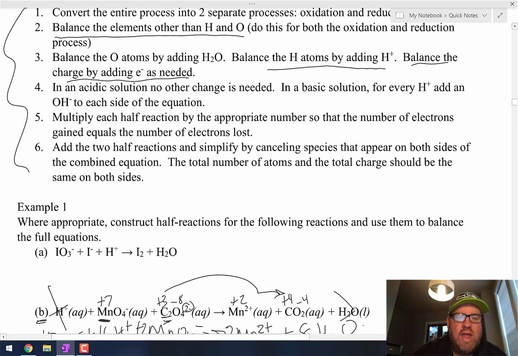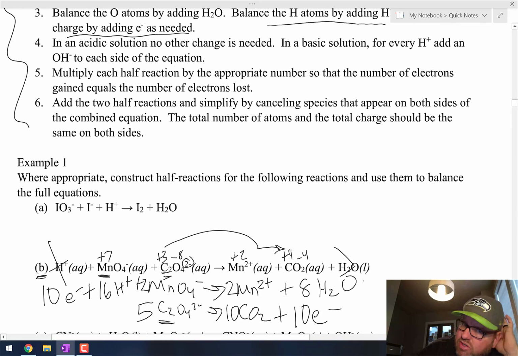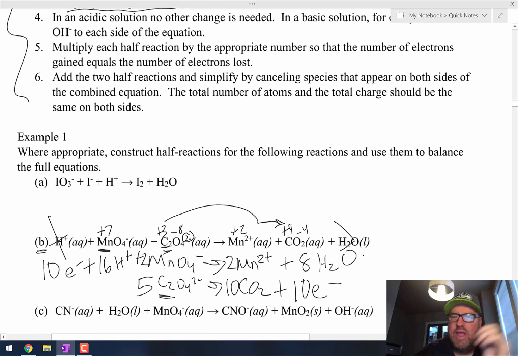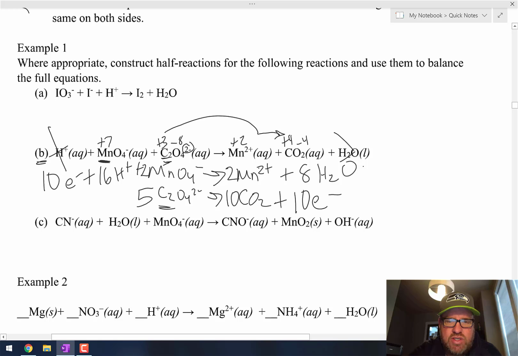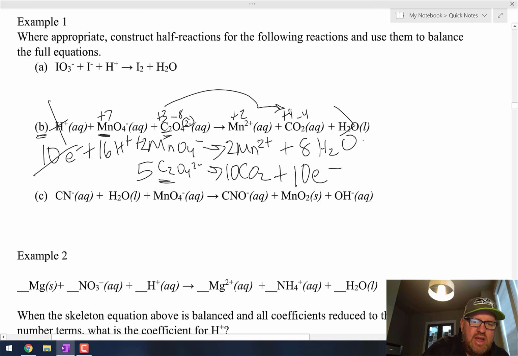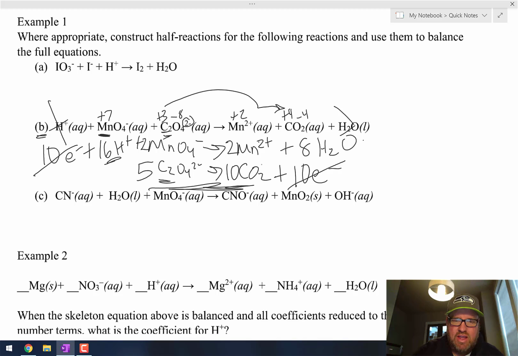Okay, and then step number 6: add the 2 half reactions and simplify by canceling species that appear on both sides of the combined equation. The total number of atoms and the total charge need to be the same on both sides. We'll see what that means here. So certainly the 10 electrons cancel the 10 electrons. Many times some of these H pluses will cancel, and many times some of the waters will cancel. Because this one down here, we didn't have to add any waters to it, and no H pluses either, none of that's going to cancel.